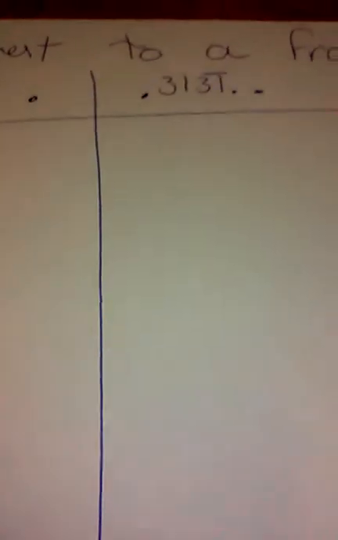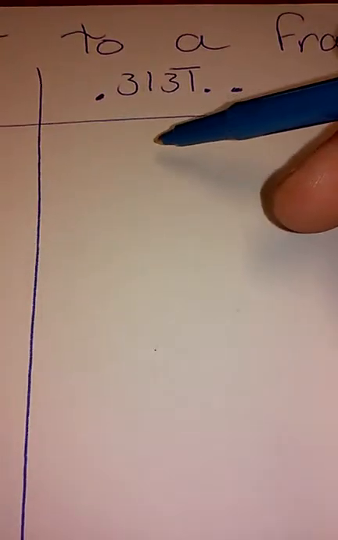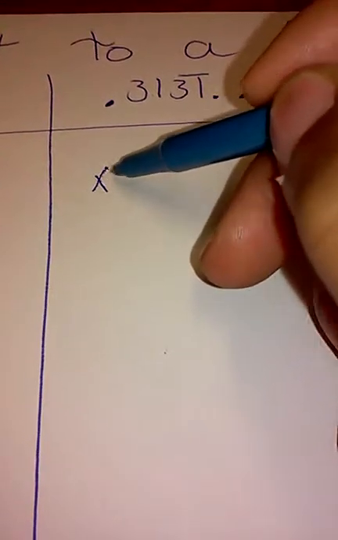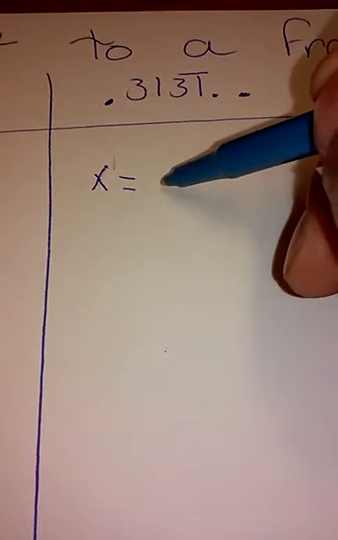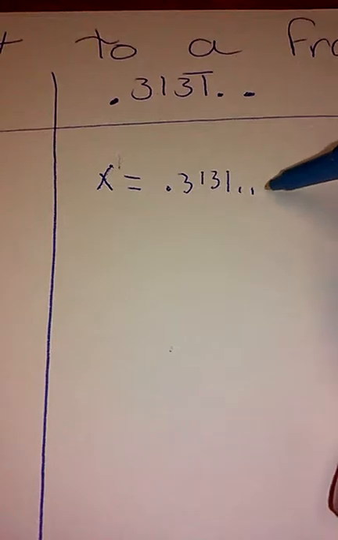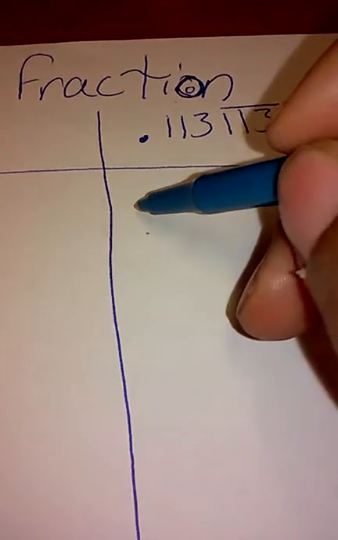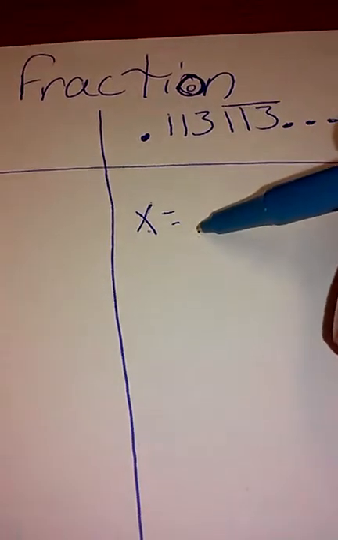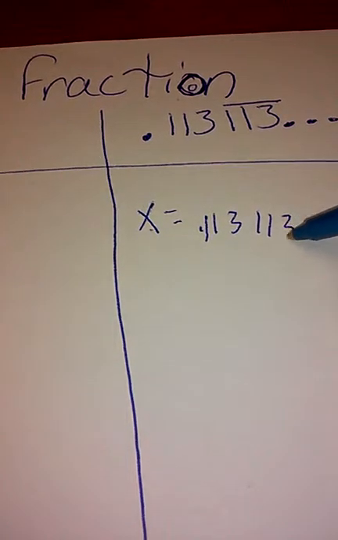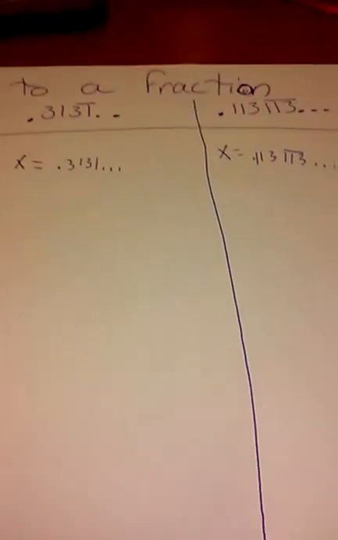Here is the next problem. Remember, the first step is to set the decimal equal to x. 0.3131... And then here's the next one. Remember, the first step is x equals 0.13113... repeating. So solve these two.